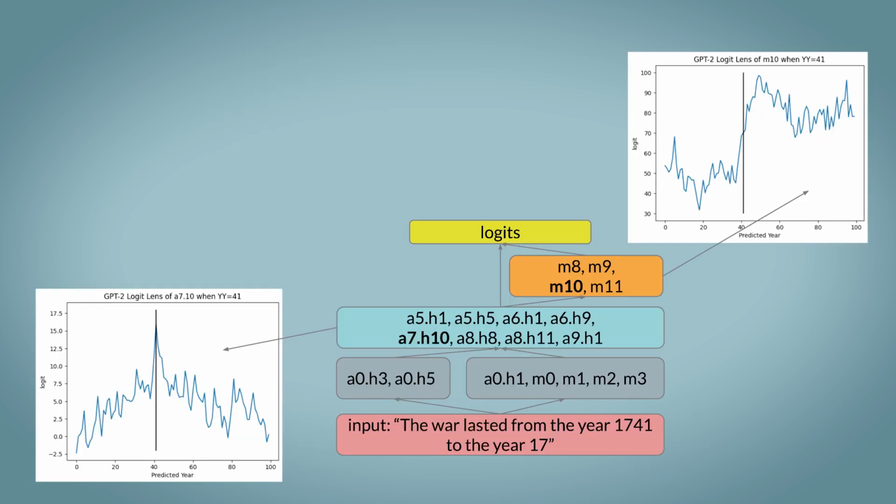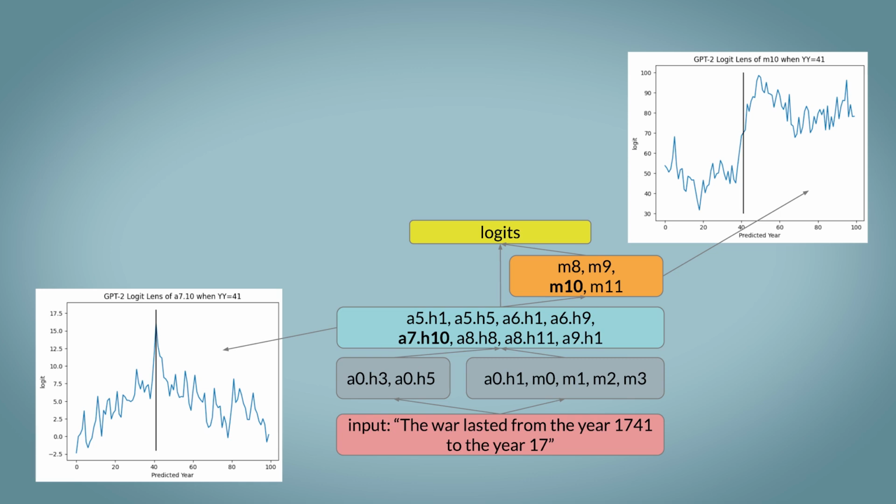We can apply the logit lens to our question of interest too. Consider applying the logit lens to one of the attention heads that we identified as important, say A7.H10. When we convert the output of this head into vocabulary space, we can see which years it upweights more highly. The spike at the year 41 indicates that this head made it more likely for the model to output 41. Although this isn't actually the correct answer, it shows that the head did identify the correct start year.